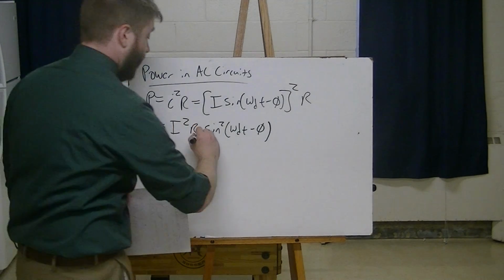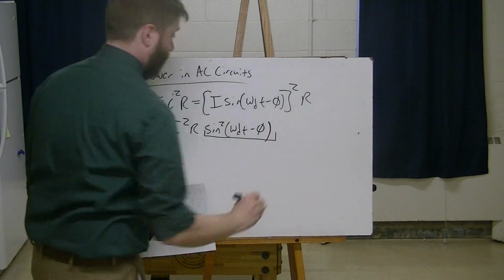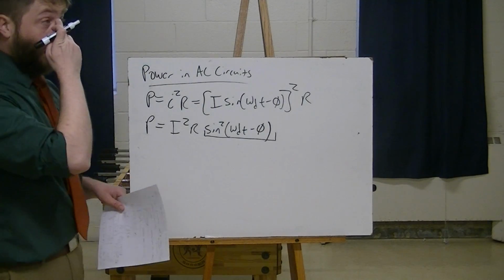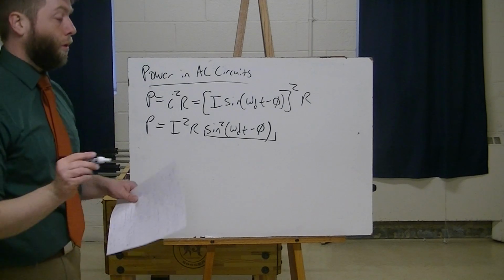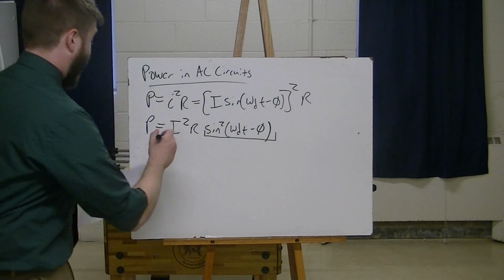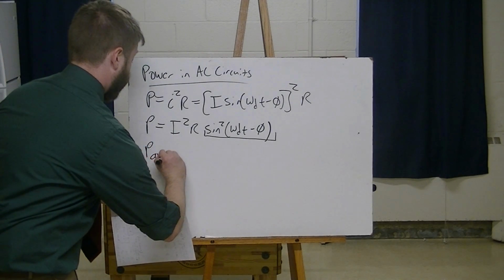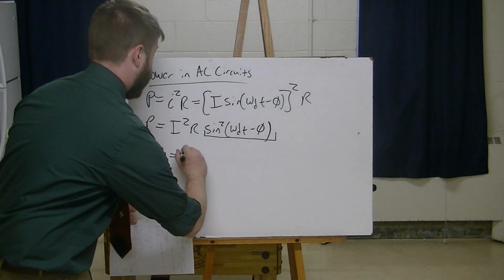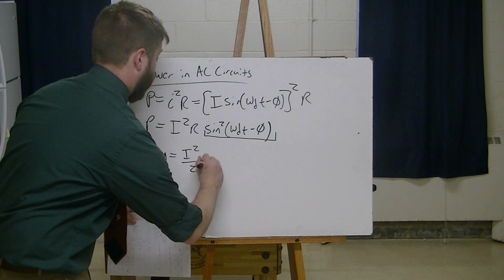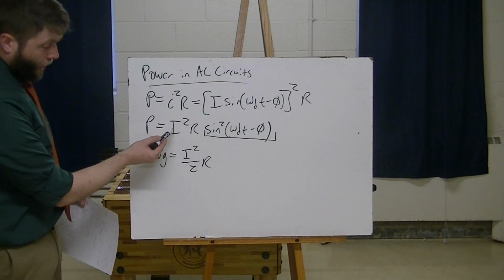So what that means is, if we try to find the power over a period of time, we can replace that whole sine squared thing with 1/2. So we have that the average power is equal to I squared over 2 times R. So the I squared stays the same.